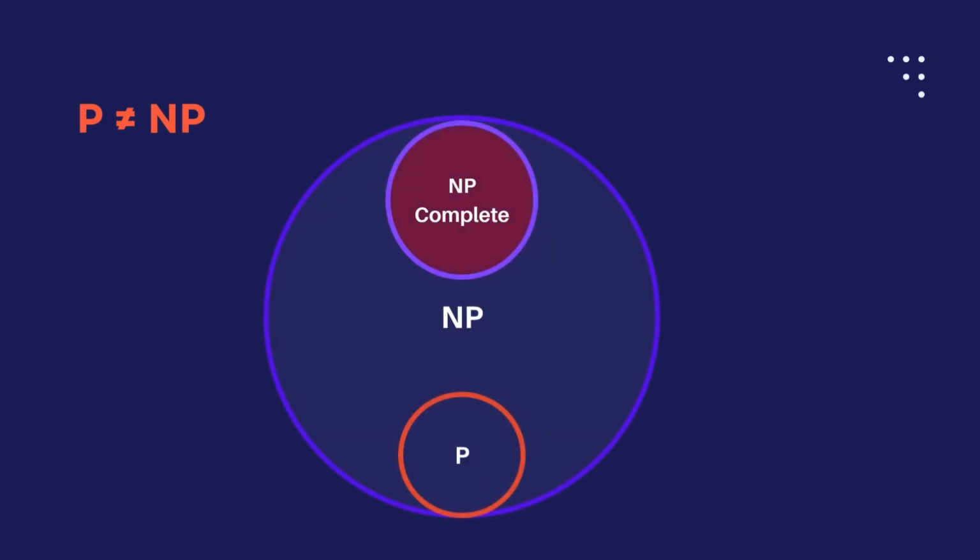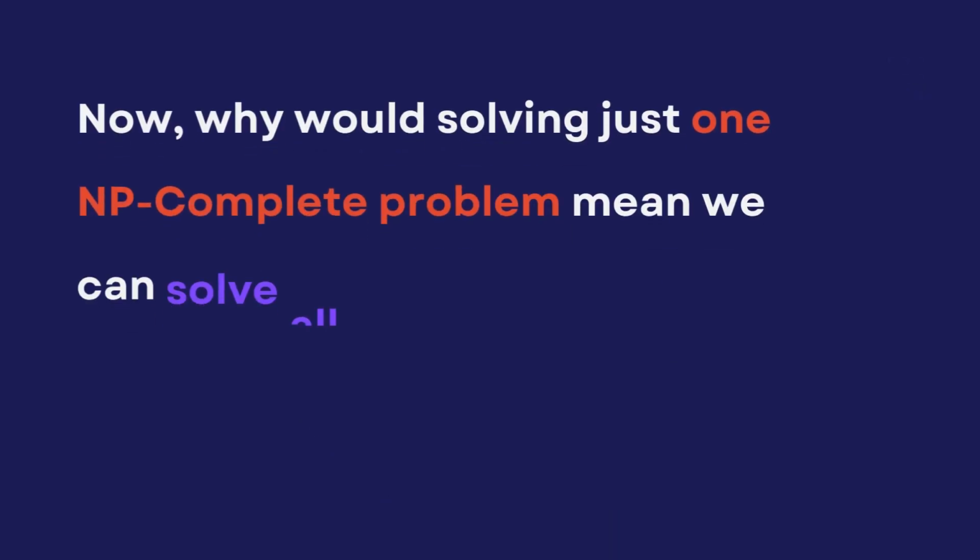It's entirely possible that no polynomial time algorithm exists for solving NP-complete problems. If that's the case, then P and NP-complete would remain separate categories, both part of NP, but fundamentally different in how hard they are to solve. In this scenario, we would conclude that P does not equal NP, meaning there are problems that we can verify quickly but cannot solve efficiently. This would confirm that some problems are just inherently hard, and no amount of clever algorithm design could make them fast to solve.